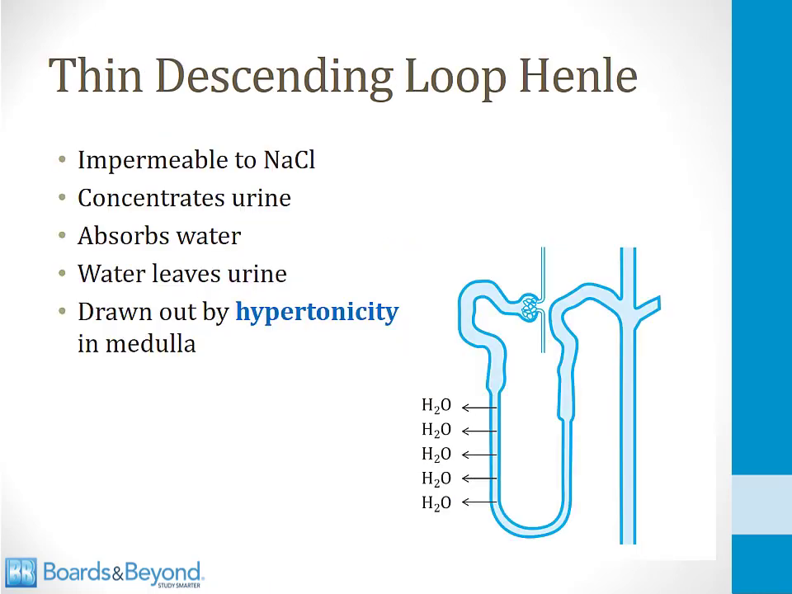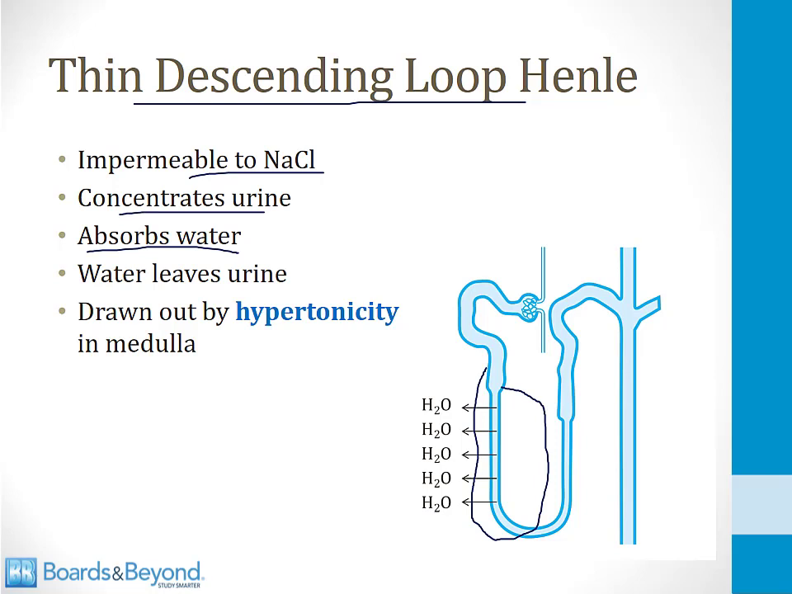Now we're going to move on from the proximal tubule and talk about the next portion of the nephron, the thin descending loop of Henle. That's this section of the nephron in my drawing here. The thing you need to understand about this portion of the nephron is that it is impermeable to sodium chloride, but it can absorb water, and therefore what it does is concentrate the urine that is found in the tubule. Basically, water leaves the urine, leaving sodium chloride behind, and that makes the urine more concentrated.